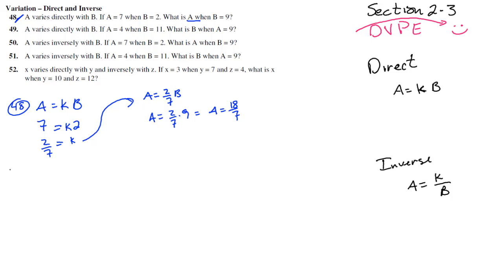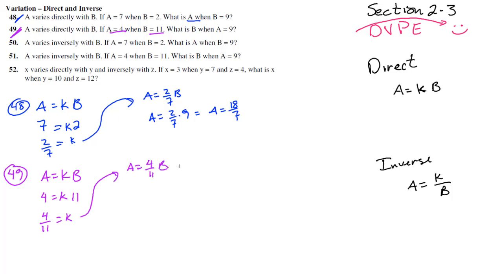Number 49. This says A varies directly as B. Oh, good, another one. A is a constant times B. It says A is 4 when B is 11. So 4 is K times 11. Divide by 11 and we get 4/11. So this constant of proportionality or variation is 4/11. So we're going to get that A is always 4/11 of B in this problem.